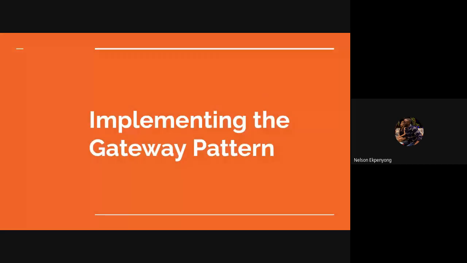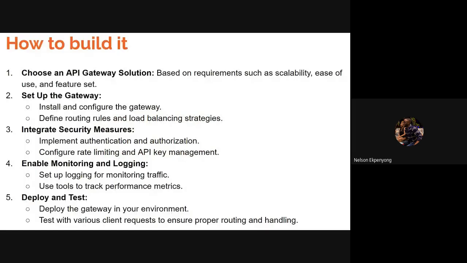So let's talk about how we can implement the gateway pattern. Choose an API gateway solution based on the requirements. The core requirement could be scalability or ease of use, or you have a feature set, right? Set up that gateway, install and configure it. By the way, there are third-party gateway services that you can just use out of the box without having to write your own from scratch. Then you define the routing rules and load balancing strategies, right?